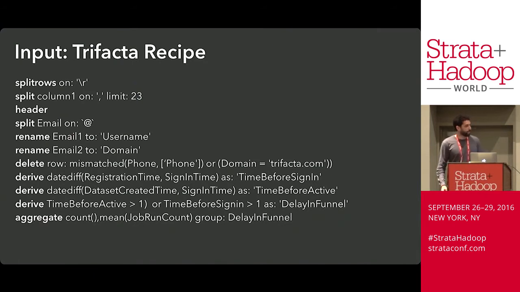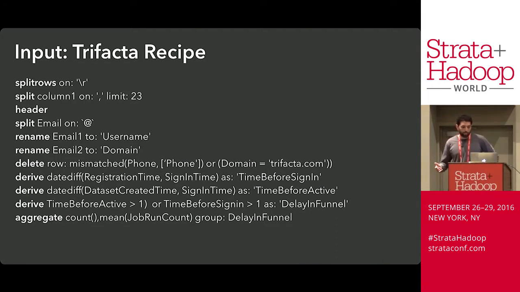So first, here's an example of what we would call a Trifacta recipe, but it's really just a set of transformations. I'll talk a little bit later in the technical details about how you can extend this pretty easily to other languages like SQL, MapReduce, and others. But just quickly walking through this, you can see these first 3 lines: split rows, split, and header. Basically, just taking a raw file, splitting it out into rows and columns, and applying some metadata. We then split this email column on the ampersand, and this will give us a username and a domain. So that's the middle 3 lines there.